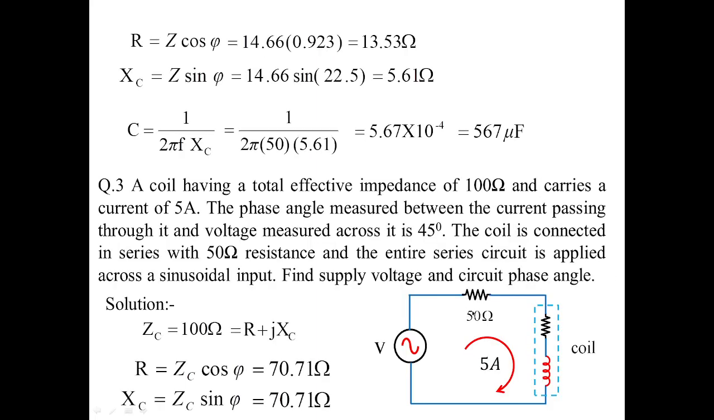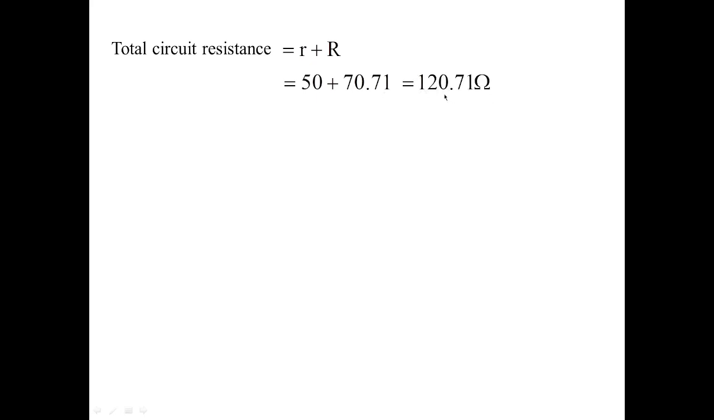Now once we obtain the value of resistance, calculate the total resistance, because R is in series with the coil resistance. The coil resistance is R and the resistance small r is nothing but 50 according to the given problem. You can see here this small r is 50 and the resistance of the coil is 70.71. Is this clear? So that is what we are taking here, R plus r, which is equal to 50 plus 70.71, which is nothing but 120.71 ohms. So this is the total circuit resistance.